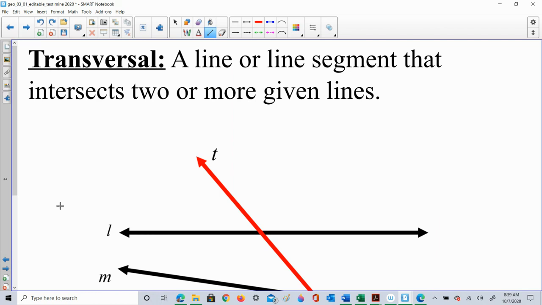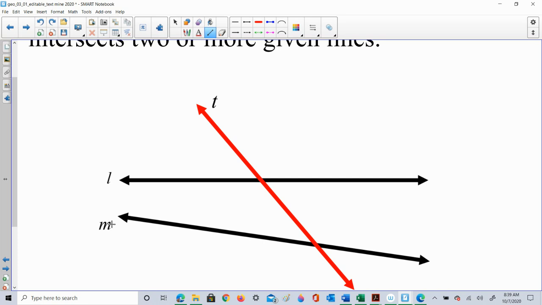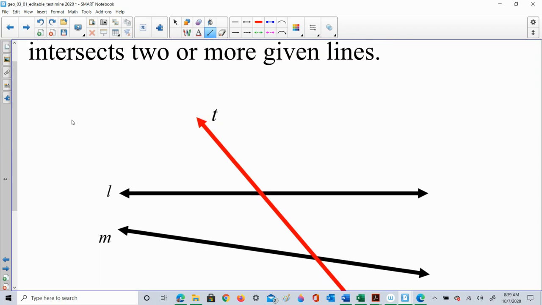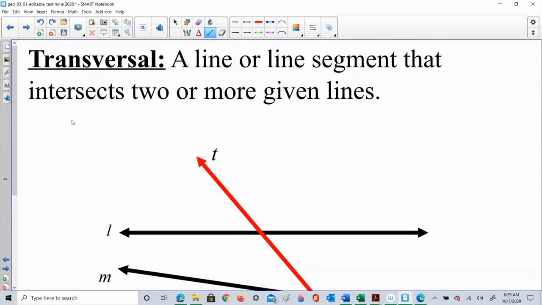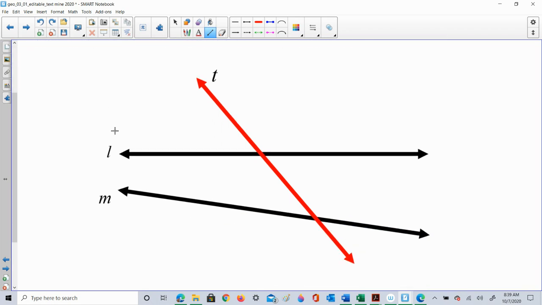A transversal. The definition of a transversal is a line or a line segment that intersects two or more given lines. Here we have line L and line M. They are not parallel. We're going to be talking about that tomorrow, what happens when a transversal intersects parallel lines. But I just want you to get the idea of what a transversal is. It's a line or a line segment that intersects two or more given lines. Here, line T intersects line L and line M. So T is a transversal to line L and line M.